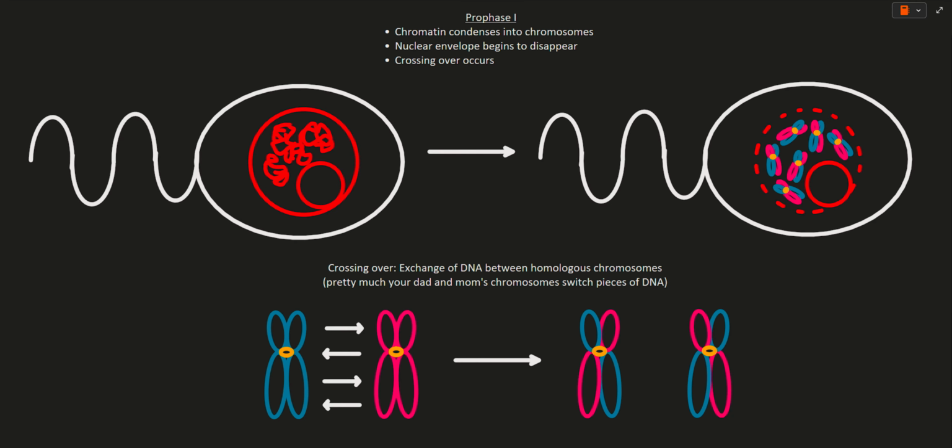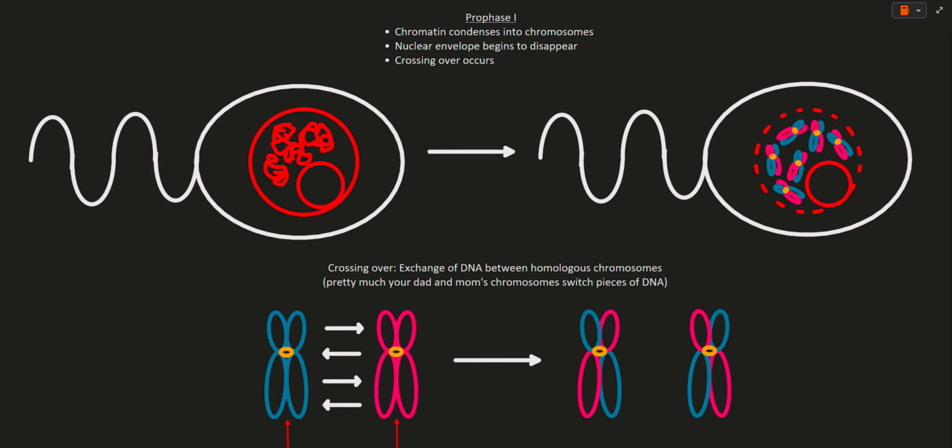During prophase 1, chromatin condenses into chromosomes. That is, DNA goes from being uncoiled to coiled. In addition, the nuclear envelope begins to disappear. In addition, crossing over occurs, which is the exchange of DNA between homologous chromosomes.